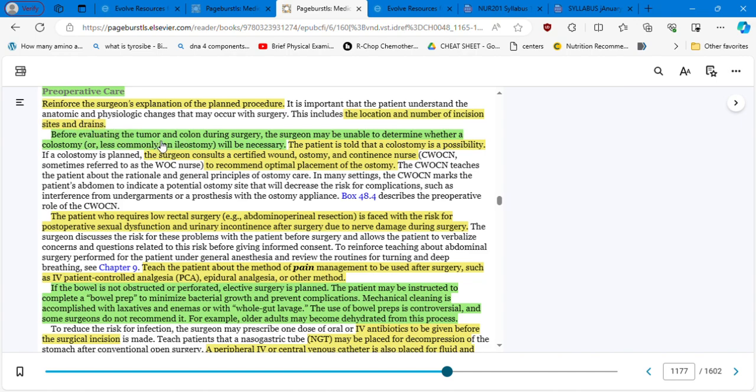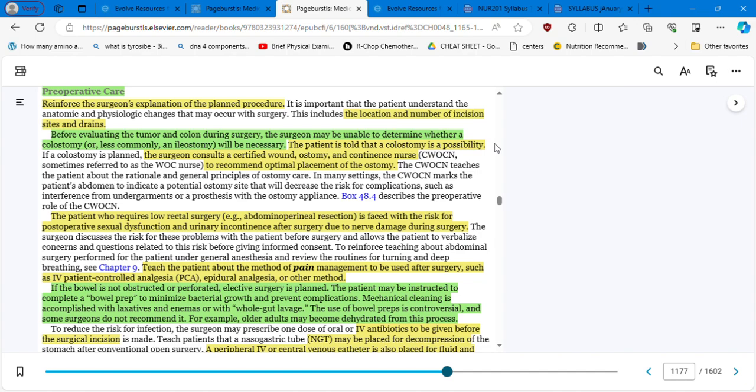Before evaluating the tumor during surgery, the surgeon may be unable to determine whether a colostomy or, less commonly, an ileostomy will be necessary. So colostomy is when the stoma is in the colon, and ileostomy is when the stoma is in the small intestine, right, which is less common. The patient is told that a colostomy is a possibility.